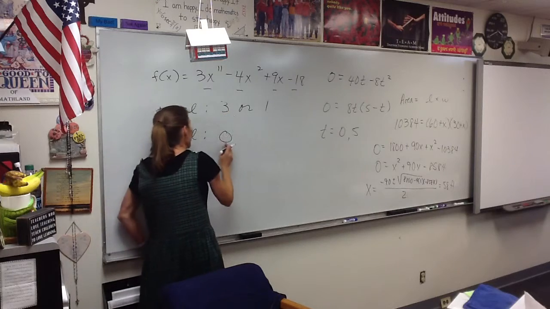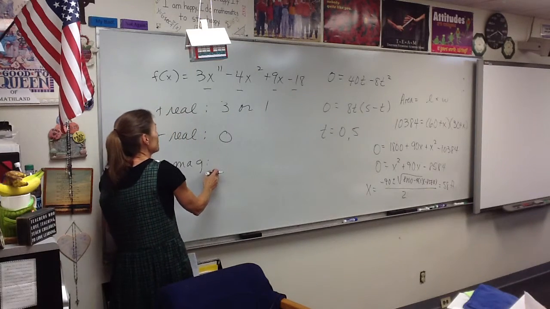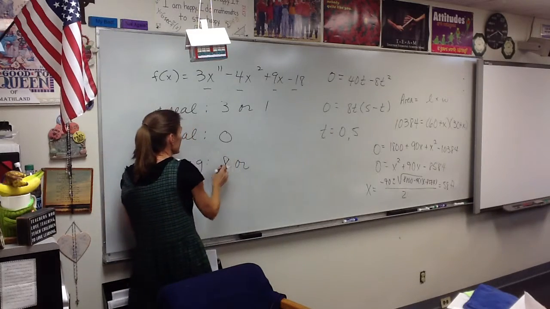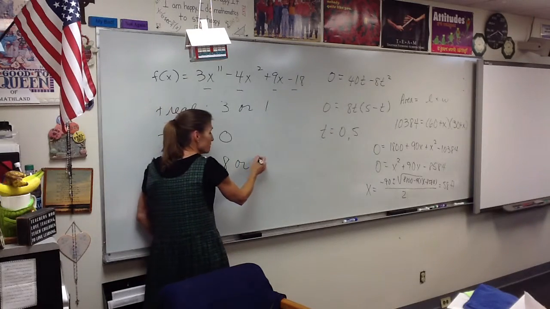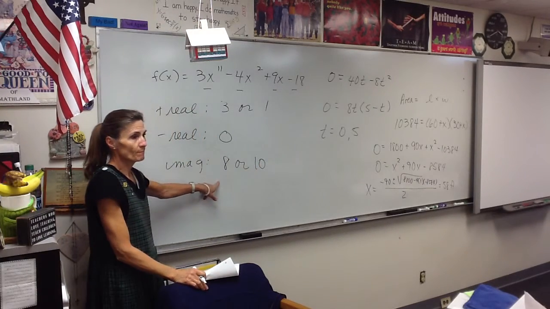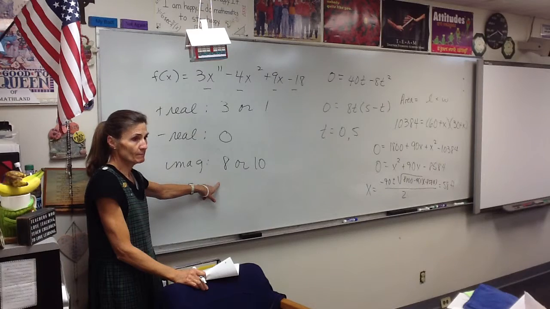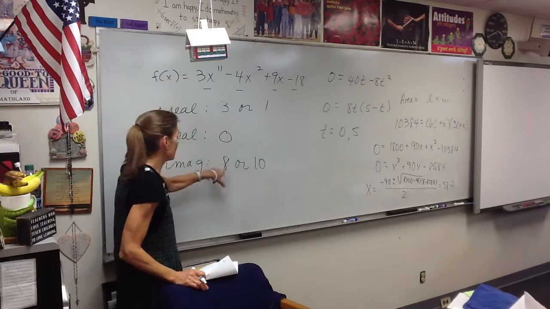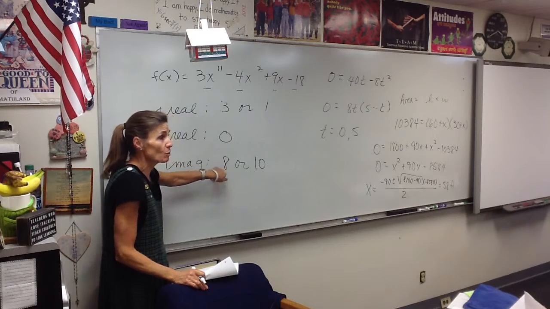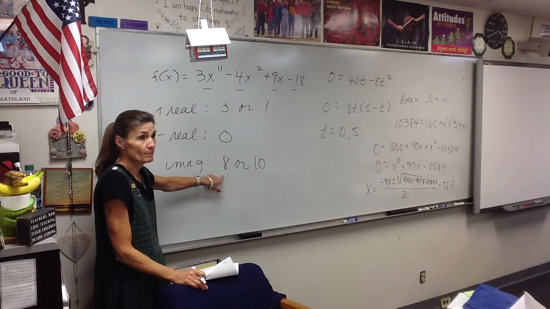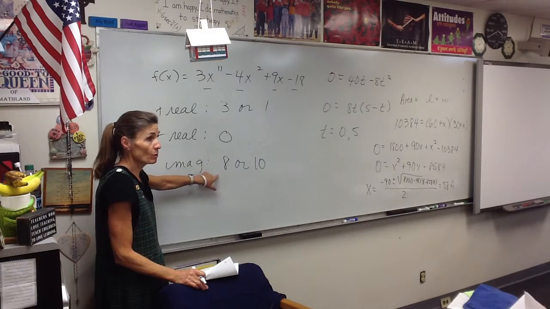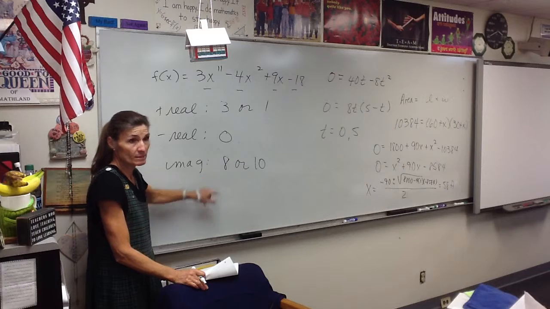Well, if 3 are positive and none are negative, how many does that leave to be imaginary? 8. Or 10. If 1 is positive and none are negative, then that would leave 10. And what did I tell you about this bottom row of numbers? They have to be even. If you do your stuff and this turns out to be a 7, you know you have a mistake, because what's true of the complex roots? They always come in pairs. So that bottom row has got to be evens.